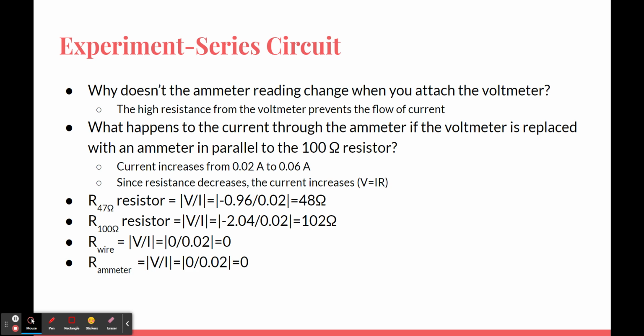The R of the 47 ohm resistor is going to equal 48 ohms. The R of the 100 ohm resistor is going to be 102 ohms. And for the wire and the ammeter, it's going to be 0, as seen in these calculations right over here.